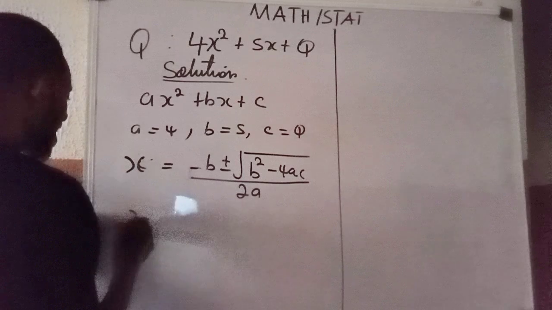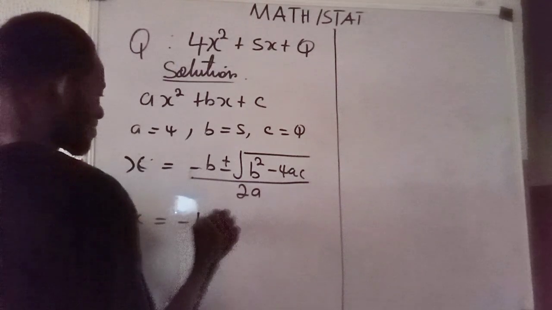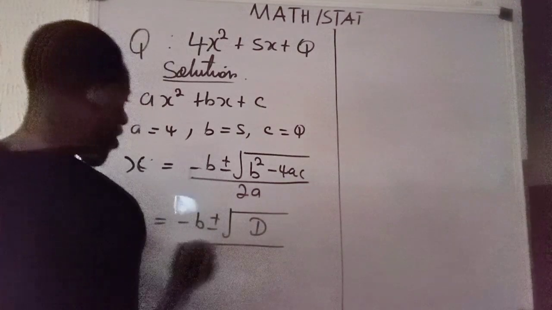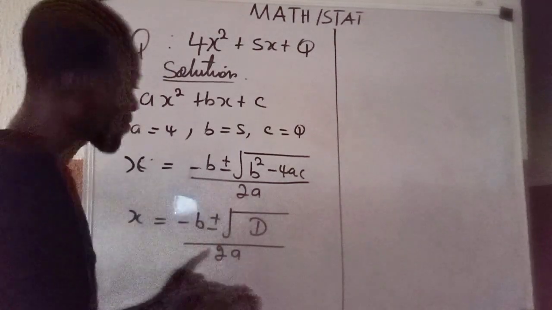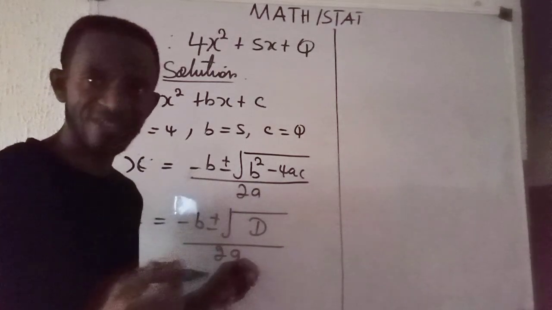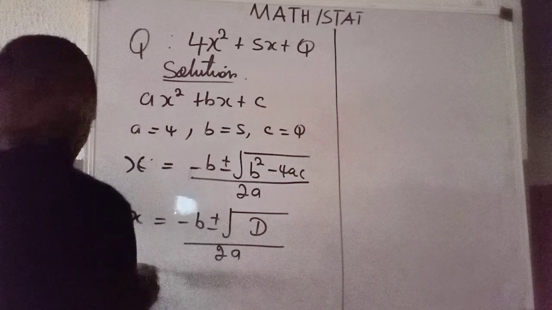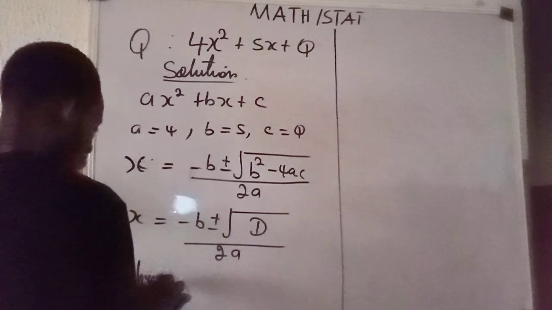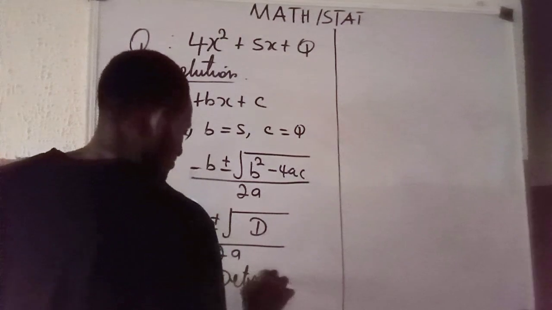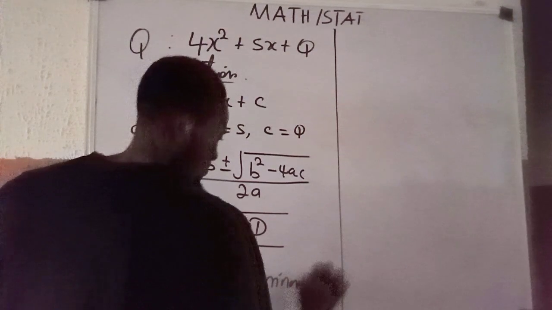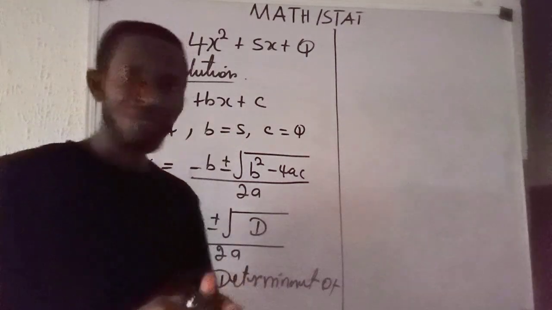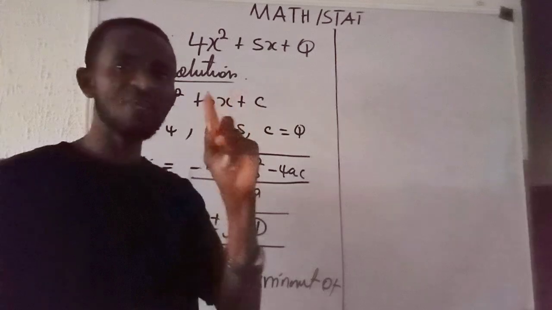They will say that our x is given as minus b plus or minus the square root of D, all over 2a. They will tell you that this D is called the determinant of the quadratic expression. Where our D is the determinant of the quadratic expression. And one thing, or two things, are very important here.